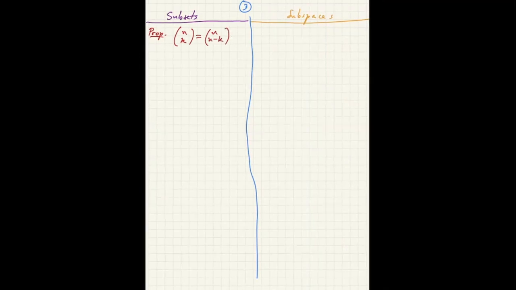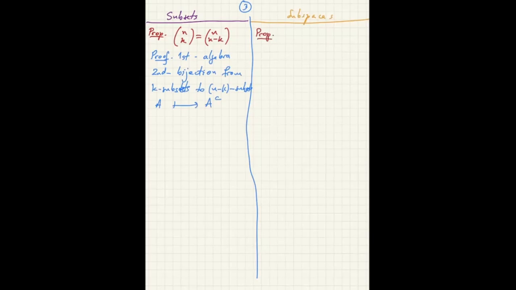And again, here, there are two proofs. One is again algebra, just plug in the numbers. But second, that's the way you can remember this easily. It's a bijection from the k subsets to the n minus k subsets, sending A to the complement of A. Okay. Now you can imagine where we're going with this. In the case of subspaces, there's something similar.